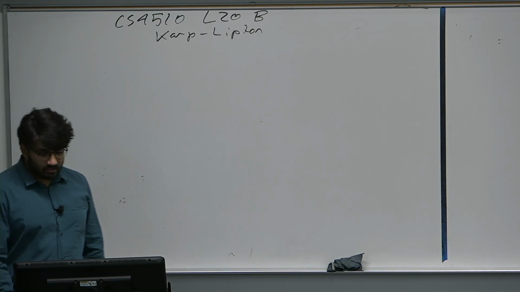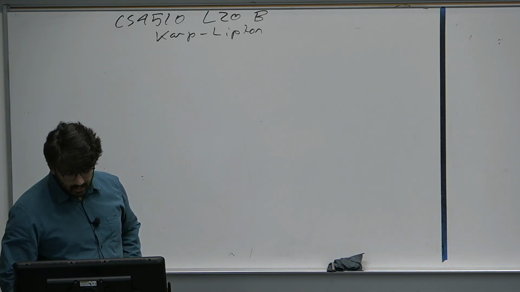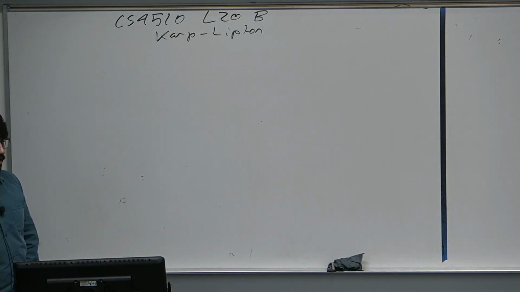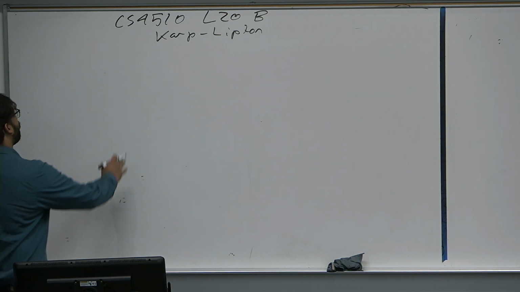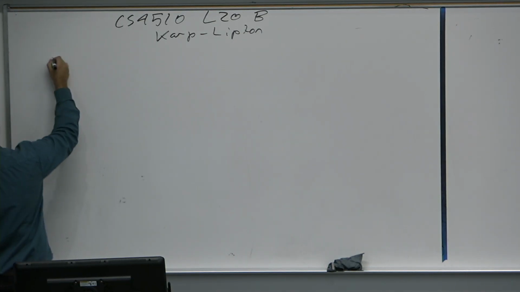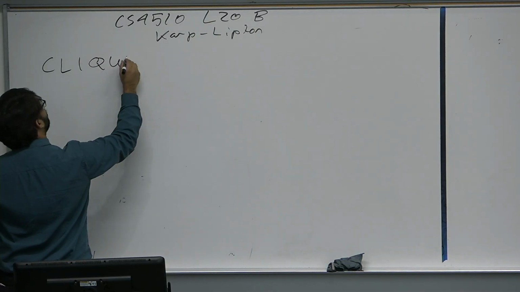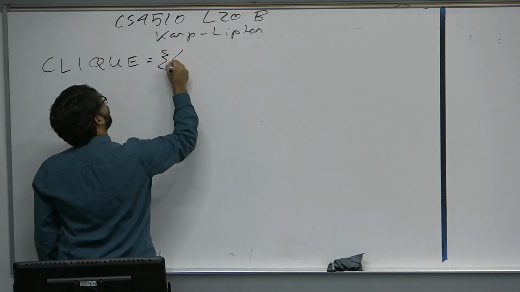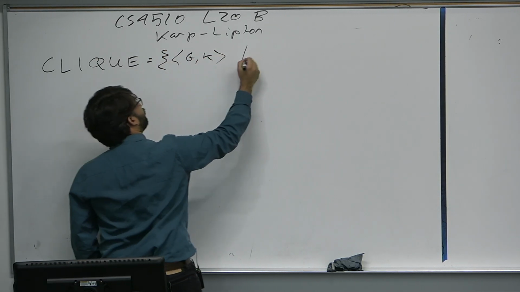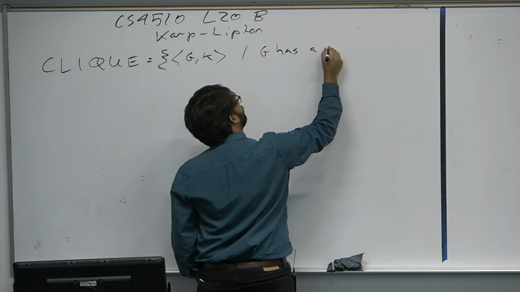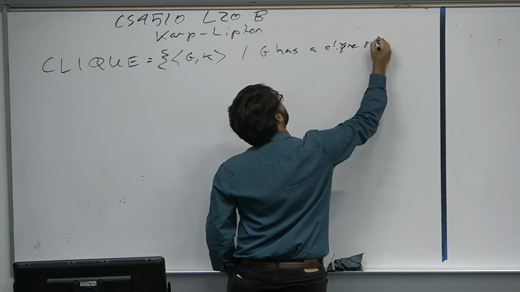Before we get into that, let's talk about inside the polynomial hierarchy, and how to apply the polynomial hierarchy. So recall the theory of NP completeness. We have problems like clique. Clique is encodings of G comma K, where G is a graph, and G has a clique of size K.